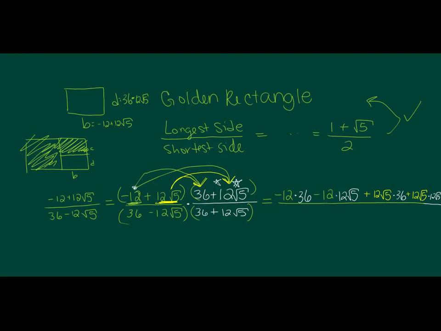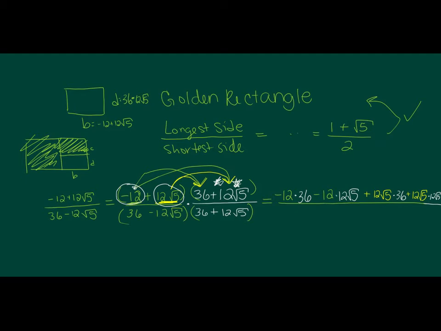So you can use those colors. All of the white numbers are coming from the second set of numbers in the numerator. The green negative 12, that's coming from here. And the yellow, I'm sorry, the negative 12 root 5 is coming from here. So you can follow along that process.